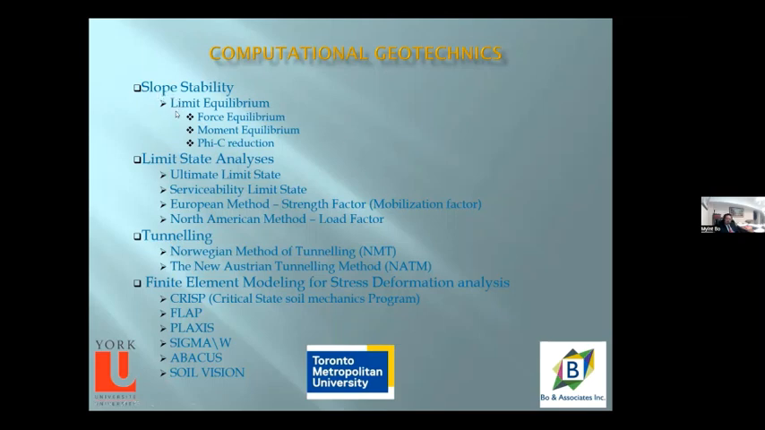there's a development in slope stability using the limit equilibrium methods, force equilibrium, moment equilibrium, and strength equilibrium for the strength reduction methods. And then there's some limit state analysis, and then we started developing the limit state analysis because nowadays ultimate bearing capacity is no longer important because you are living in a well-developed, urbanized country.